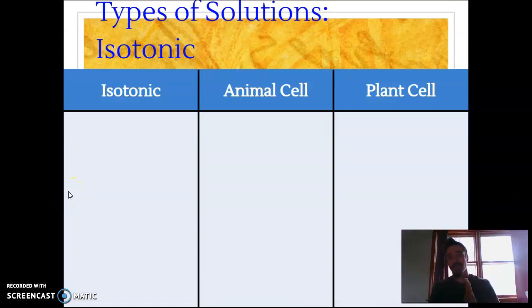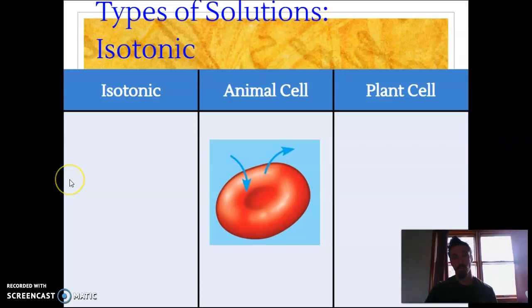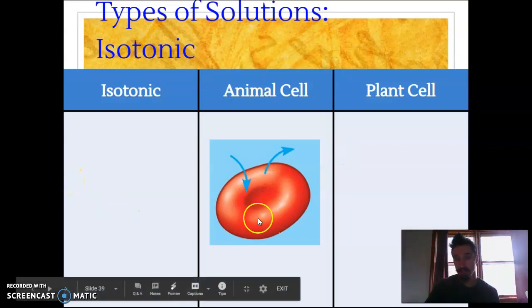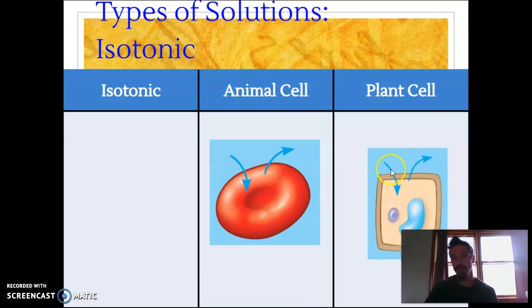Ladies and gentlemen, where we ended off in the last screencast, we talked about the 3 different solutions you can have in regard to their water concentration. And the first one we're going to talk about specifically is isotonic. So what is an isotonic solution? And we'll see what effects an isotonic solution has on an animal cell, specifically a red blood cell. And we'll see what effects an isotonic solution has on a plant cell. And we'll do this for the hypo and hypertonic solutions as well.